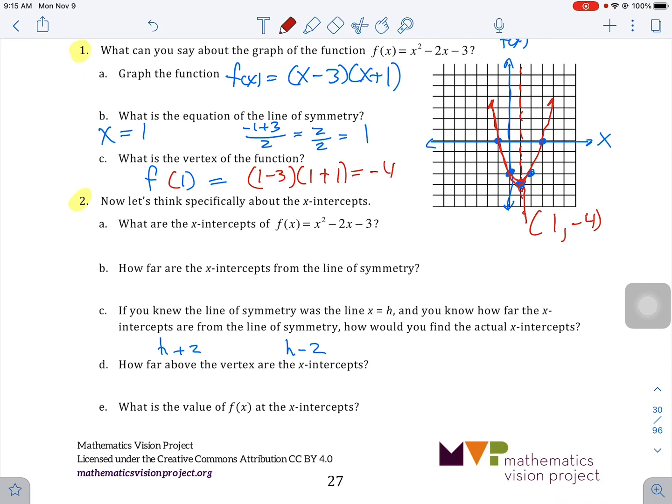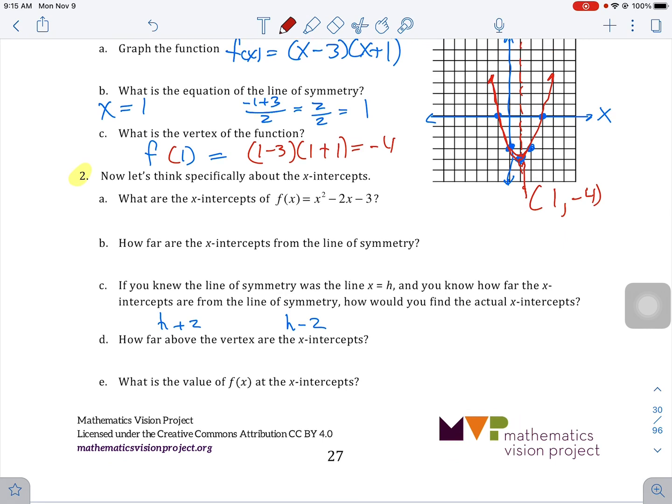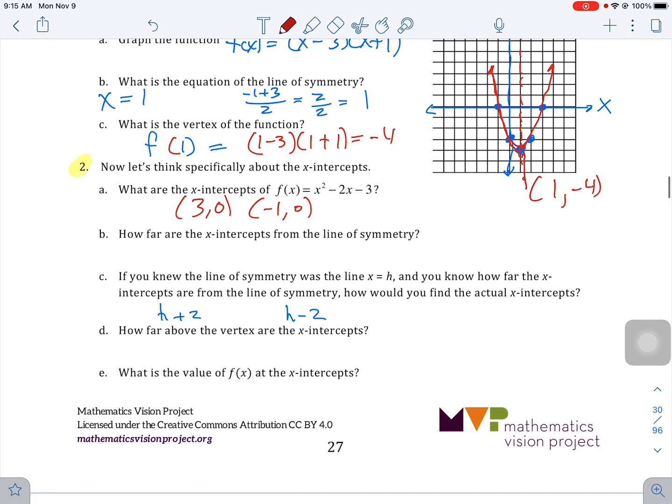Here's another one. Oh no, same one. What are the x-intercepts? Well, the x-intercepts we calculated are at 3, 0 and negative 1, 0. And that's because it makes each of these expressions equal to 0. How far are the x-intercepts from the line of symmetry? So 1 minus 3 and 1 minus negative 1. You can see that it's 2 to the left and 2 to the right.